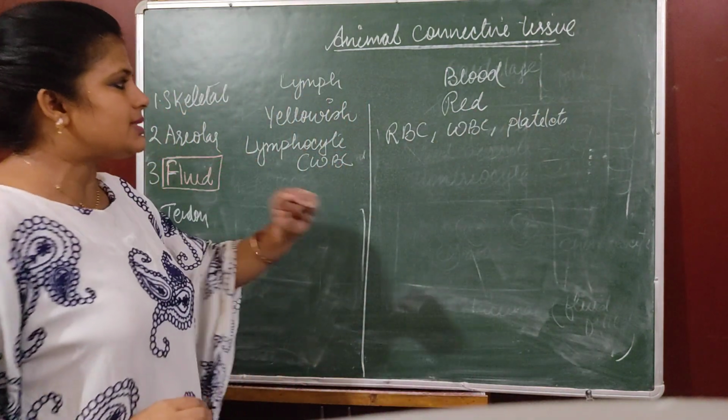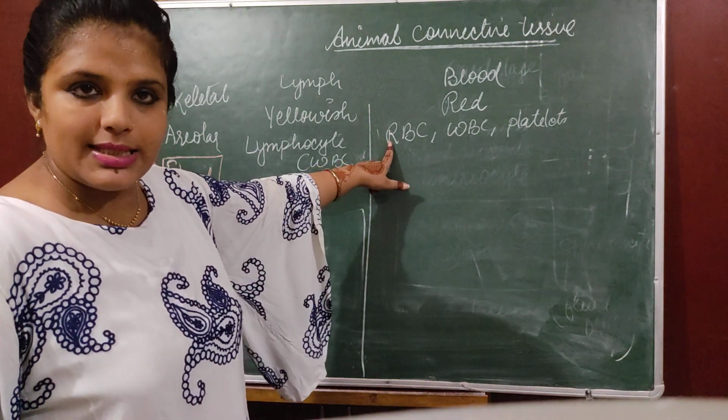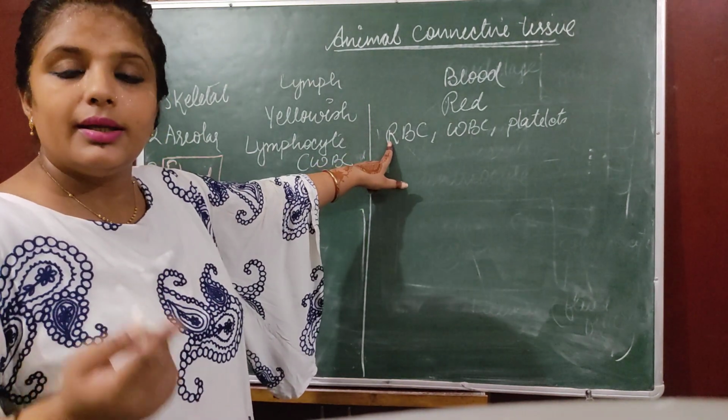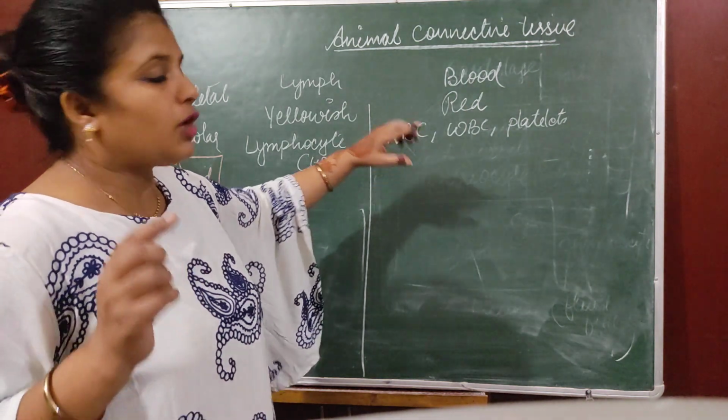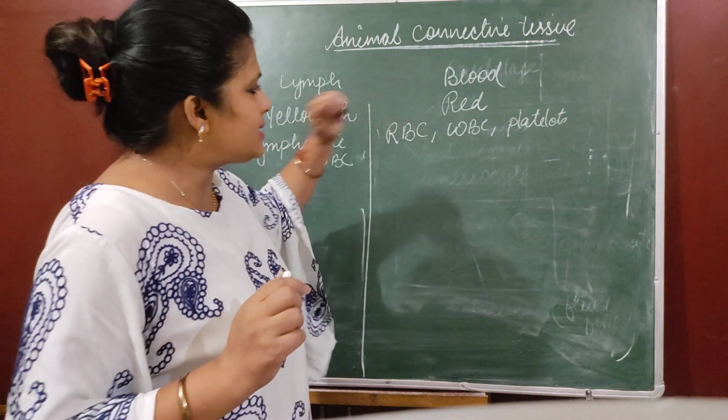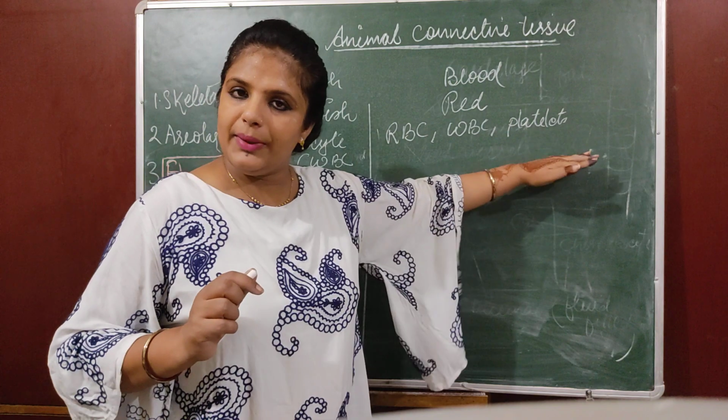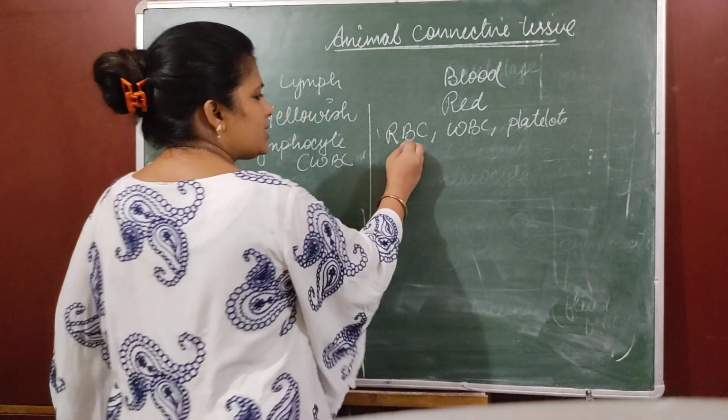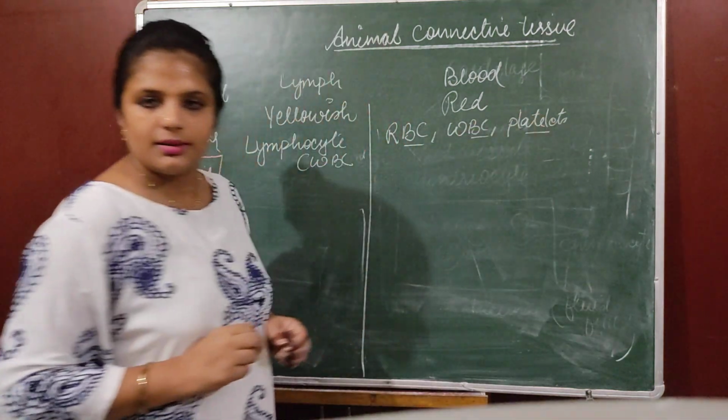Now let's understand what is RBC, red blood cell. Actually we call it red blood corpuscle. Corpuscle is smaller than cell. Red blood cell, white blood cell, and platelets. Why are we not using this suffix with platelets?